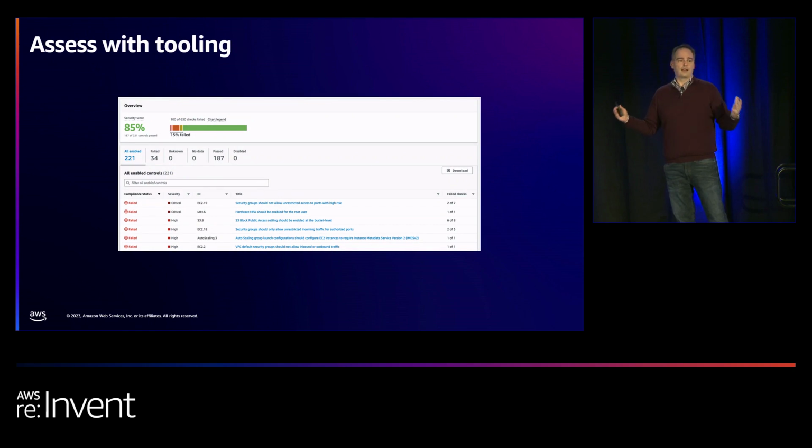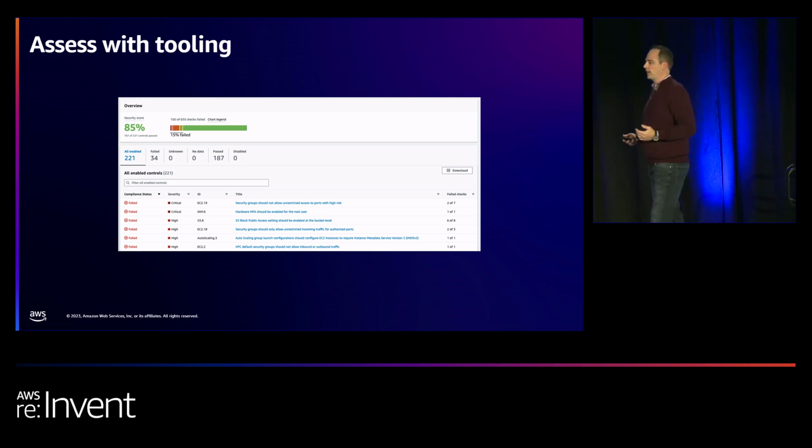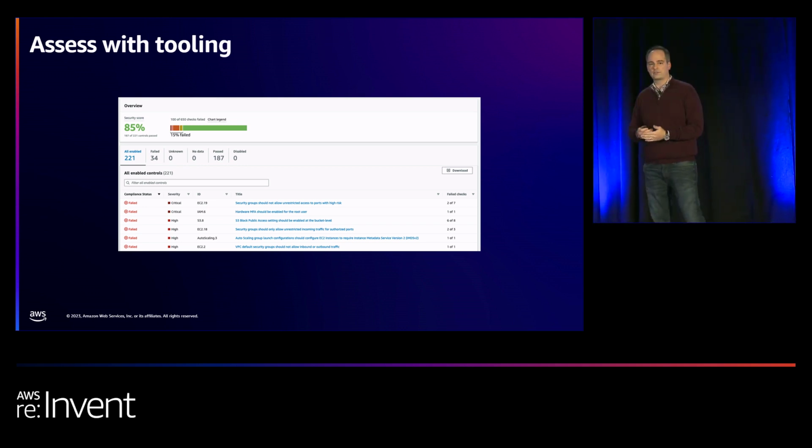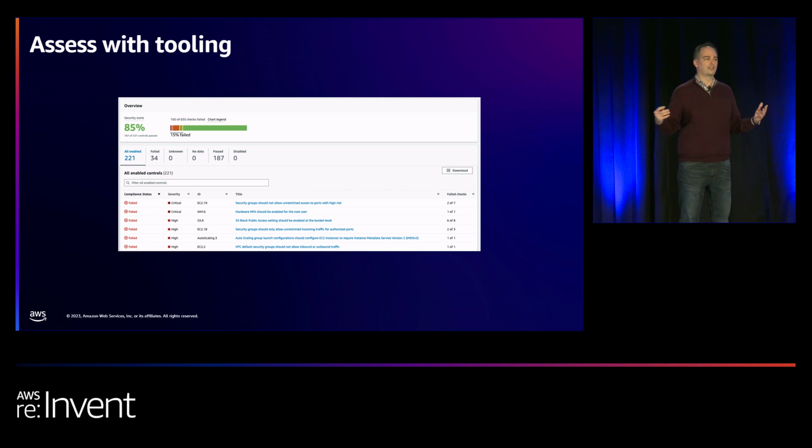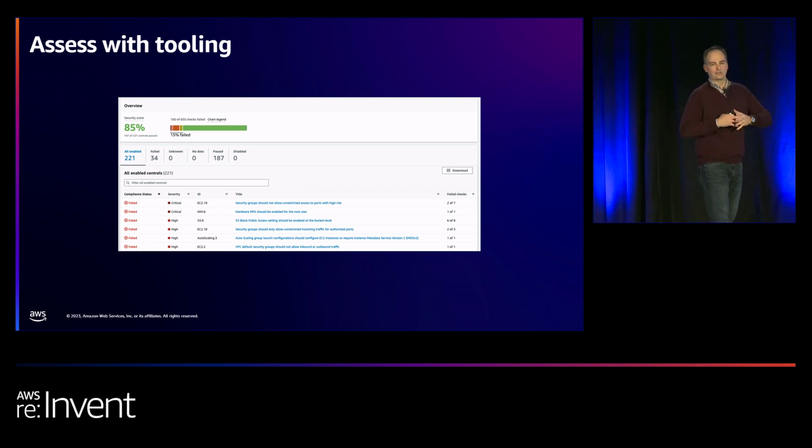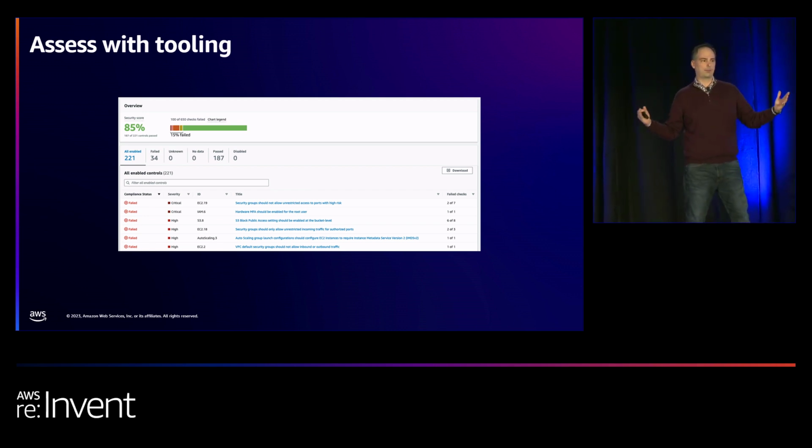So the last step in our basic account security best practices is to assess your AWS accounts with tooling, right? I'm cheating a little bit with this best practice because really this is encompassing a large number of other best practices.